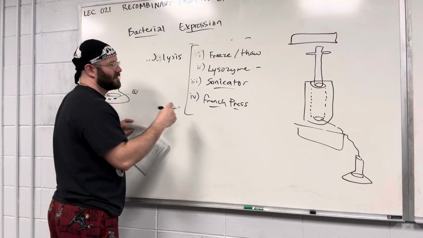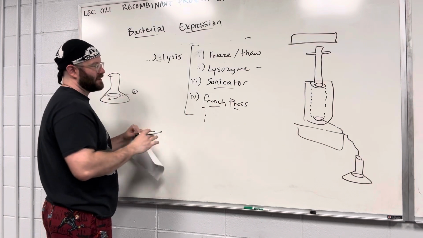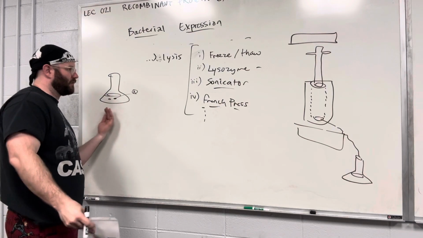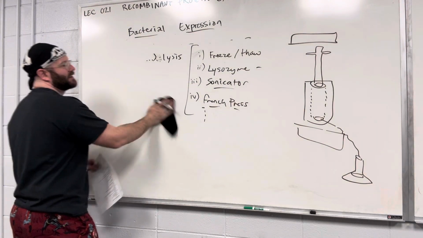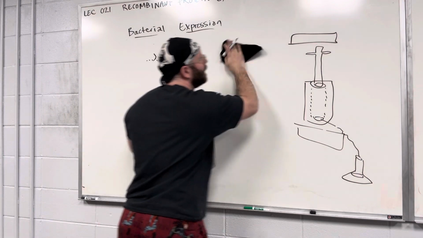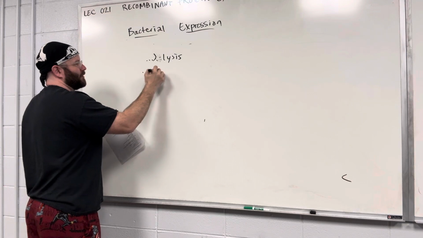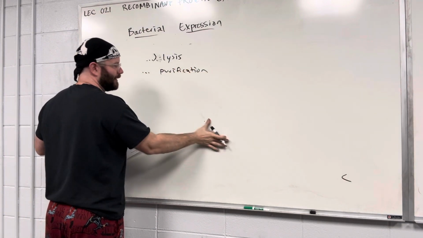So these are various mechanisms of lysis. There's multiple ways to do this, there's more, but these are some very, very common ways. Essentially the point is you have to break open the cell to recover the protein, okay? So once you have done lysis, what's the next step? Purification. Yes. So then the next step is purification. Become pure.